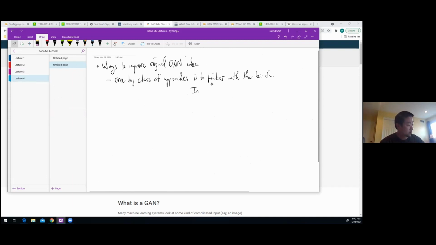In particular, we want something besides JSD, which is more expressive or sensitive to PG not equal to P data. Okay, so JSD is between 0 and 1, right? That's the problem.